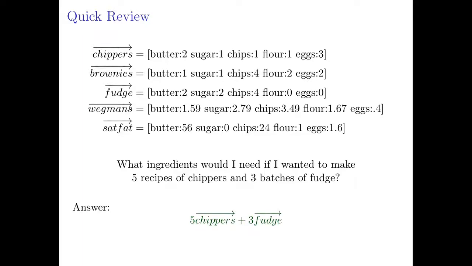The answer is this. I would take 5 times the chippers vector plus 3 times the fudge vector, and that would give me my combined shopping list. Think that through to make sure you understand why.